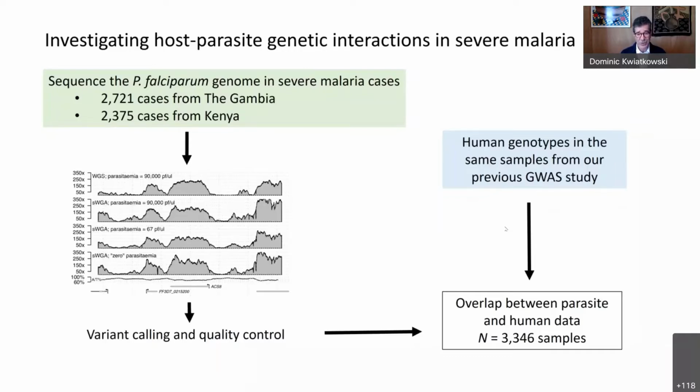Another strategy we used was so-called selective whole genome amplification of the parasite genome, where we go in and enrich for the parasite DNA and sequence that. Having sequenced over 5,000 cases, we did variant calling and quality control. Then we merged that with the data set we'd previously generated, the human genotypes from our previous study of human genetic resistance to malaria. That led to a data set with an overlap between parasite genomic data and human genomic data of almost 3,500 samples.